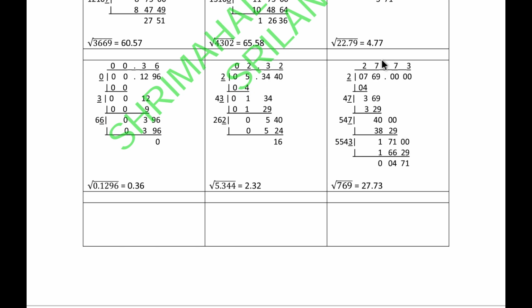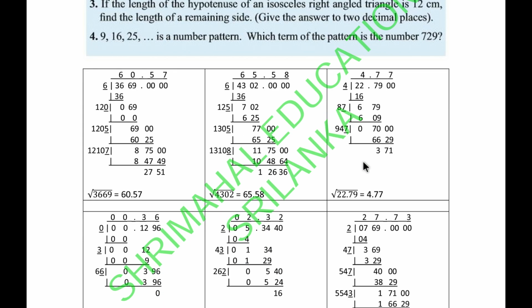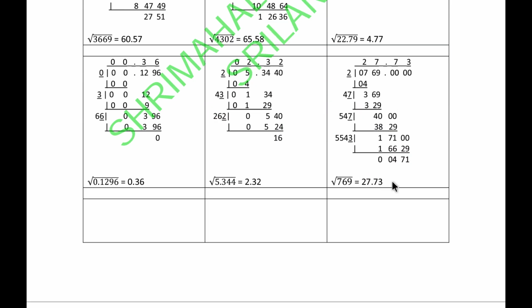So here 277 times 2, 554. 3 times 3, that value is this. So here comes 471. So root of 769 equals 27.73, which means that is the distance the child should walk. That's in meters. You should write 27.73 meters.